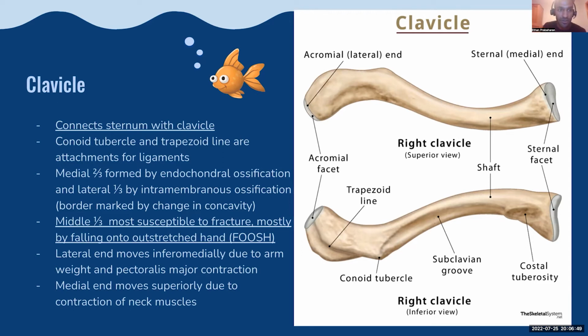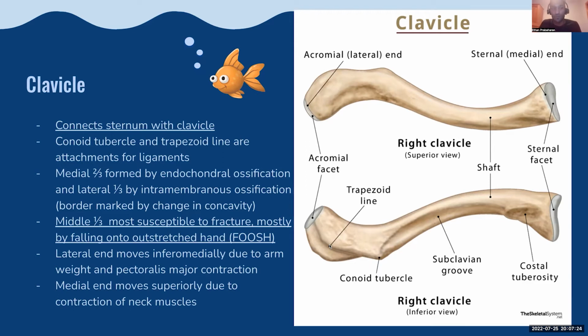So the clavicle connects your sternum with, not with your clavicle, with the scapula. And it has a couple of bony landmarks. We have the conoid tubercle here and the trapezoid line, which are attachments for ligaments, respectively the conoid and trapezoid ligaments. The medial, so the side closer to your midline, the medial two-thirds is formed by a process called endochondral ossification, and the lateral one-third is formed by intramembranous ossification.